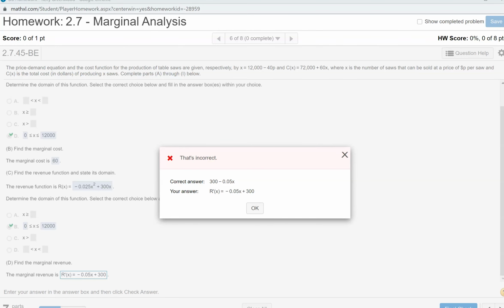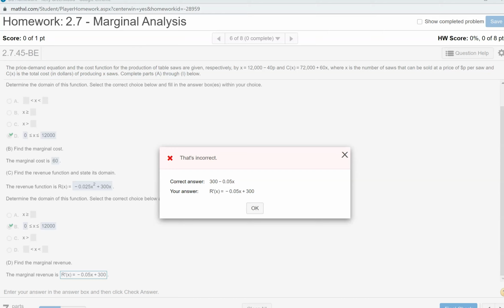Y'all, I totally just got this wrong on my MATLAB because I typed in R prime of x equals and then the derivative, and they didn't want me to type the R prime of x. I was just supposed to type the expression. So we got the derivative right. I just put too much information in my answer, but it's essentially the same thing. So our calculus was good.